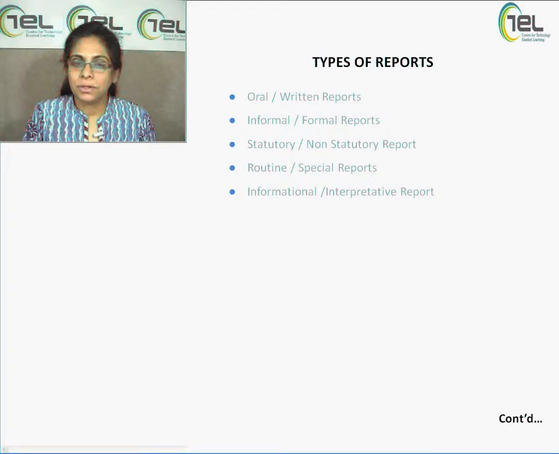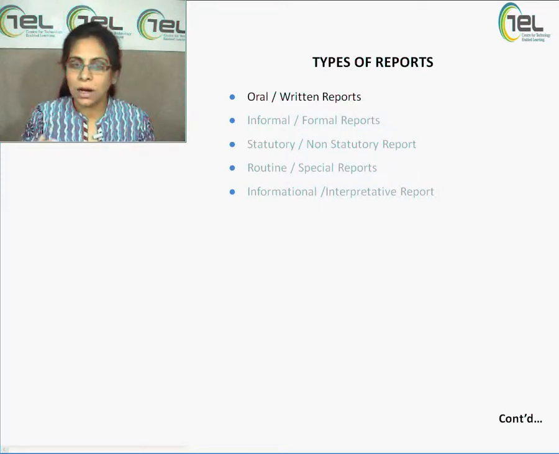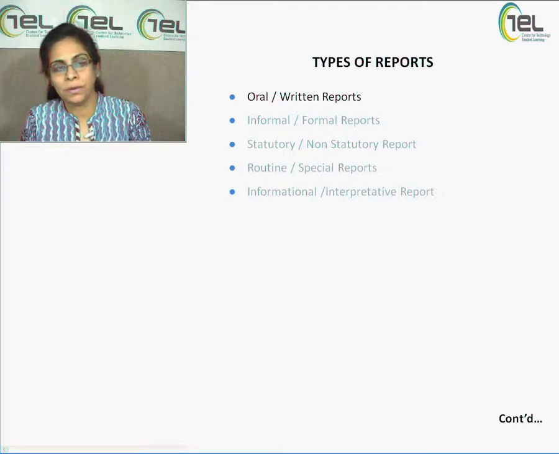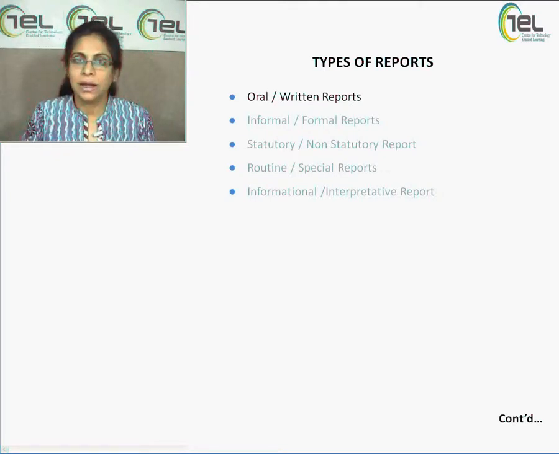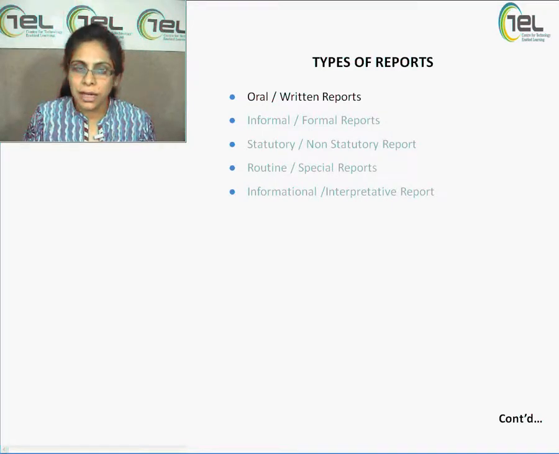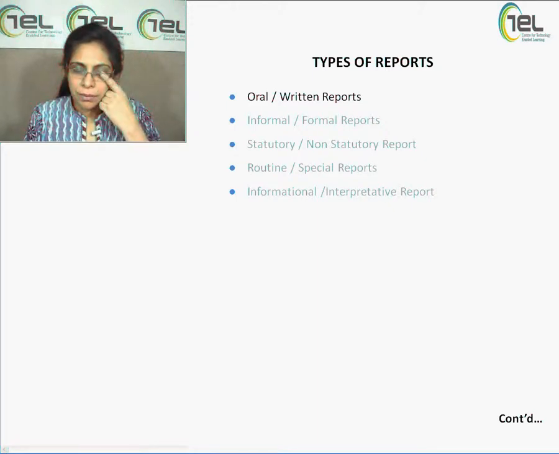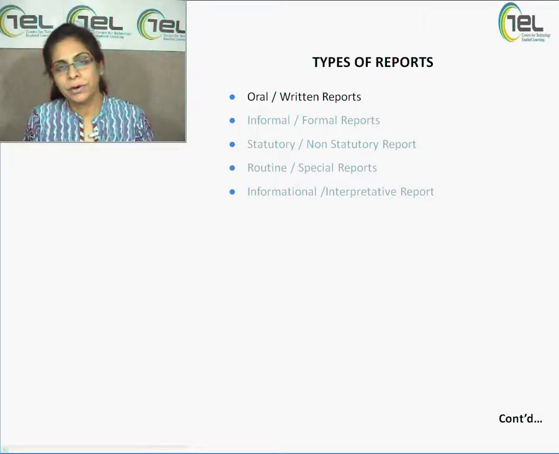The various types of reports are oral reports and written reports. This is the classification of reports on the basis of how they are presented, which is different from what we will discuss in the next few slides. It is about the medium, the channel. When you speak and report to a person, it could be a presentation, or giving a report orally, that is your oral report. When you're reporting in a written manner, it could be a letter, memorandum, agenda, notice, or a formal report, that becomes a written report.